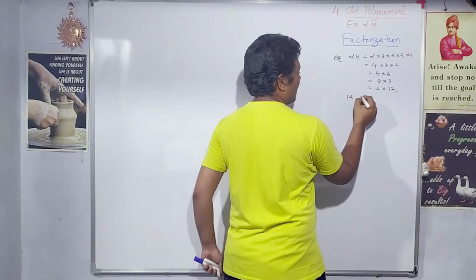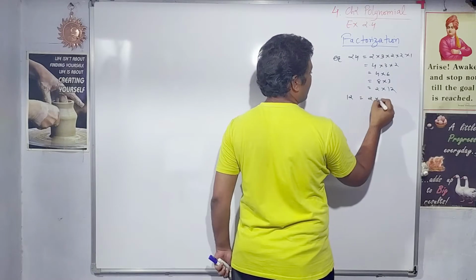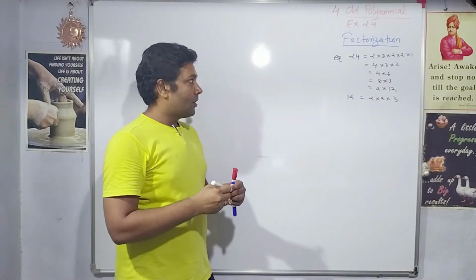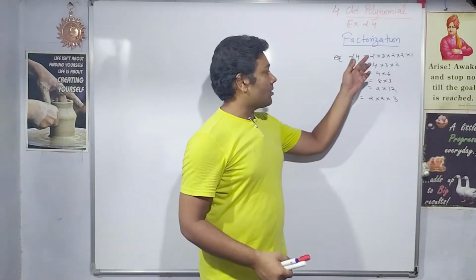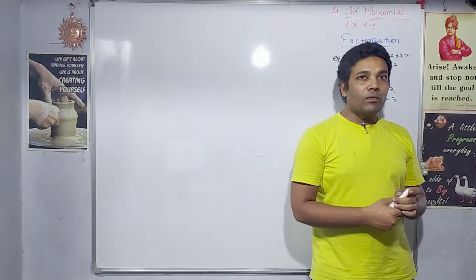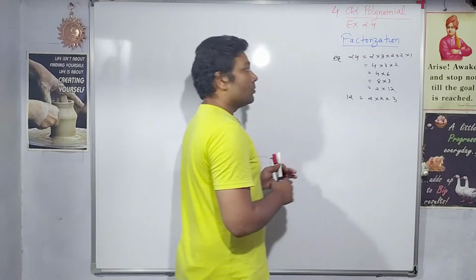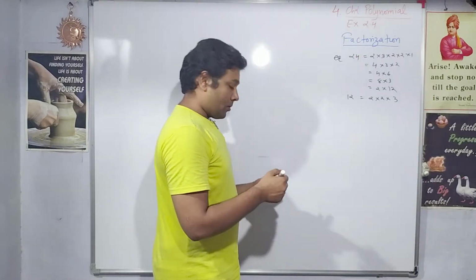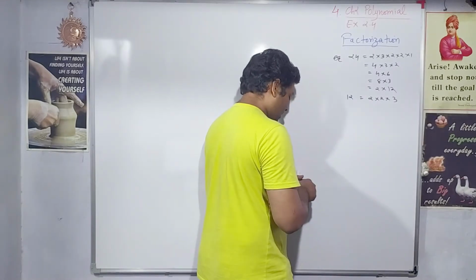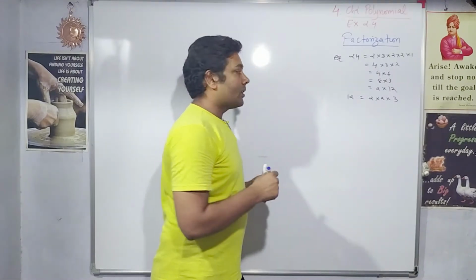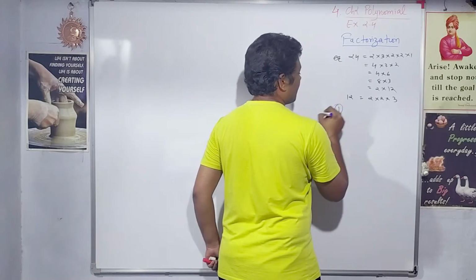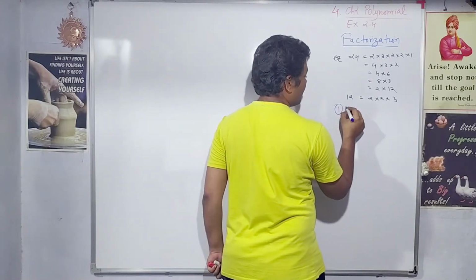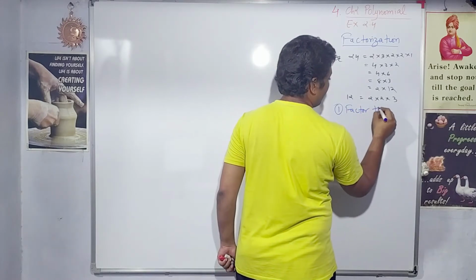Similarly, if I write down 12, what will be its prime factors? 2 into 2 into 3. These are the prime factors of 12. So factors of a number are very easy to find, right? But what to do when we are asked to factorize a polynomial? To factorize a polynomial, we have three different methods. The first method is called the factor theorem.